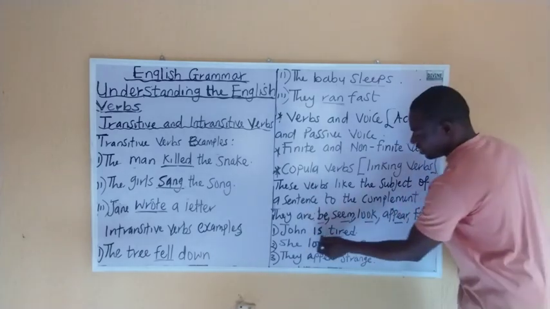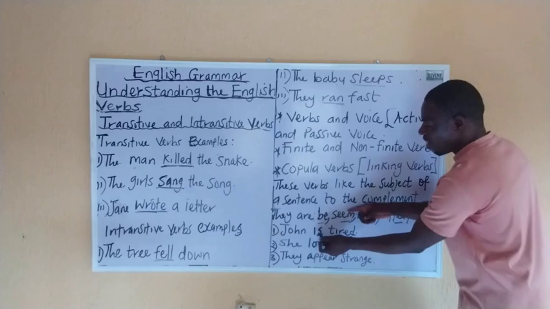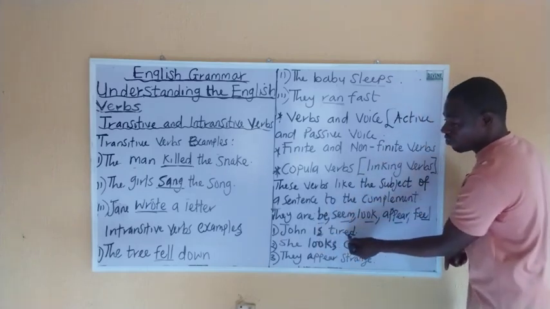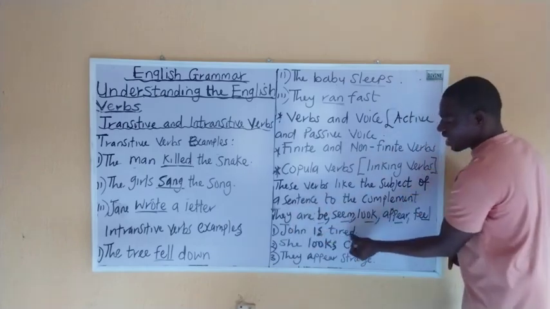Example, John is tired. John here is the subject. Is here is from the verb what? Be. Tired is the complement. So is links the subject here, John, to tired.